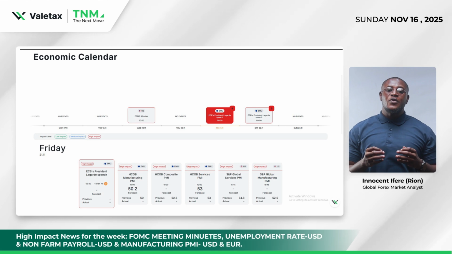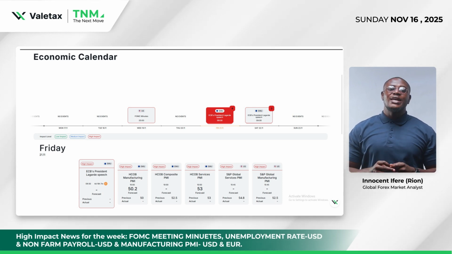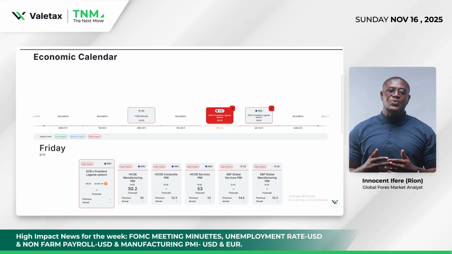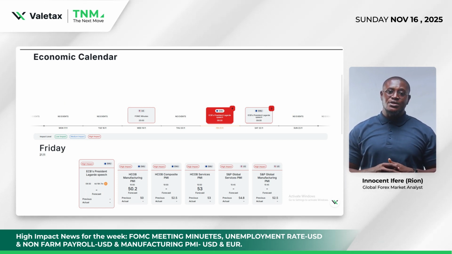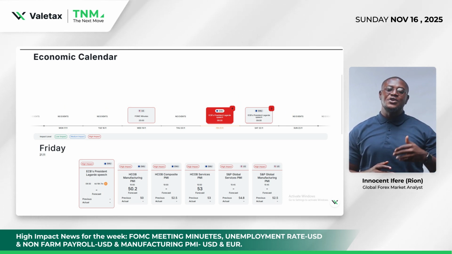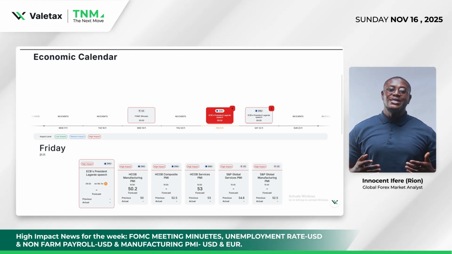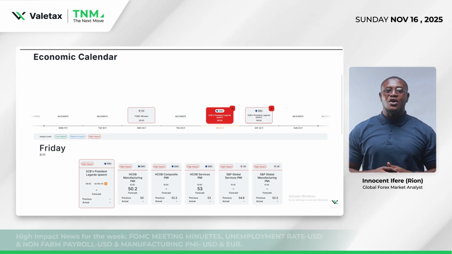And this week, here are some high impact news that you should be focused on that could be affecting or influencing the aforementioned pairs. On Wednesday, we have the FOMC meeting minutes, and we finally get the non-farm payroll moved this week. Thursday, we have the NFP, we have the average hourly earnings, and we have the unemployment rate for the USD. And on Friday, we have the manufacturing PMI for the Euro and the USD as well. And these are the high impact news that you should be watching out for.